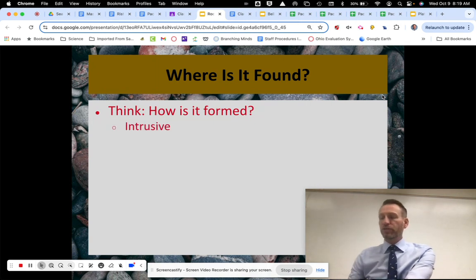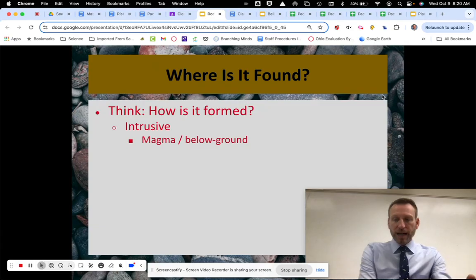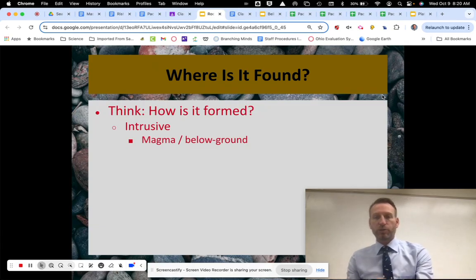So if we go to intrusive, you have to remember what makes an intrusive rock. It's magma from below the ground. It's beneath the surface. You're writing in below ground on your paper. If I'm moving too fast, always, because this is a video, just pause it.